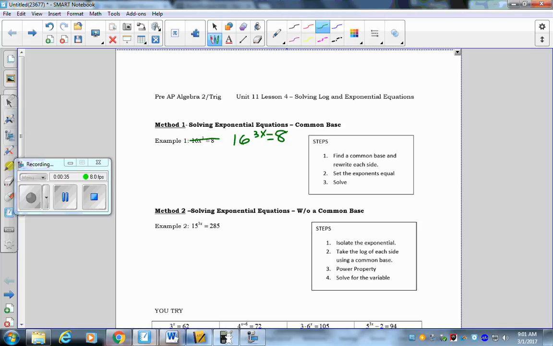Okay, so let's start. We're looking for a common base here. Can I rewrite 16 and 8 with a common base? Yes, I can write them both as powers of 2. So the 8 can be written as 2 to the 3rd power. And 16 can be 2 to the 4th. And then since I already have a 3x there, I can just multiply it.